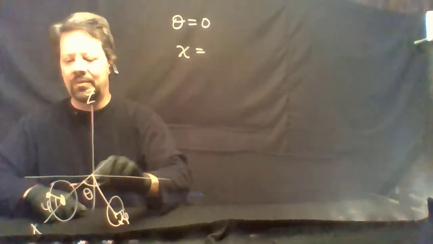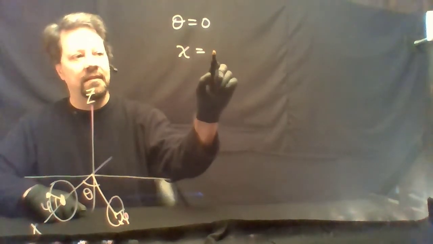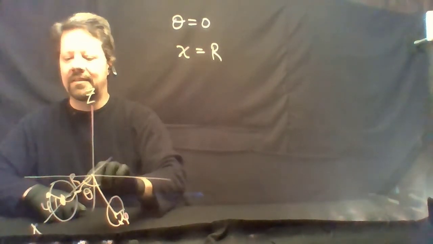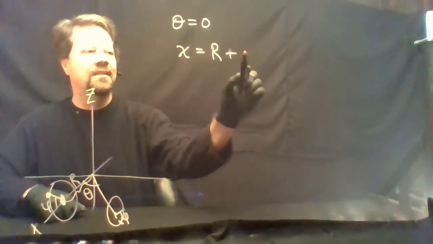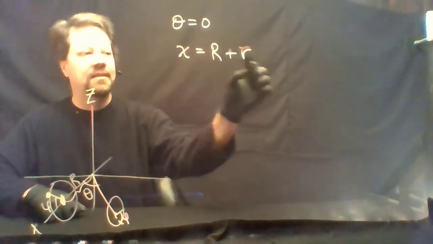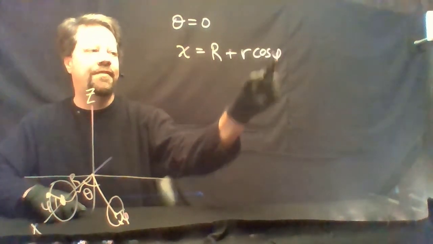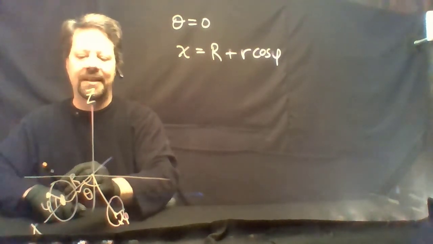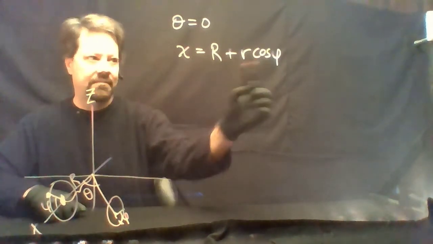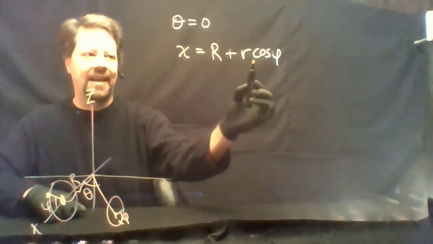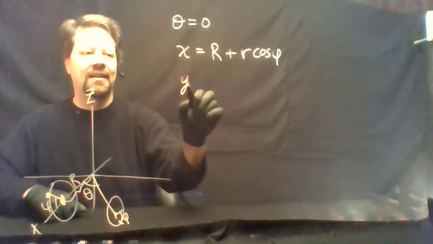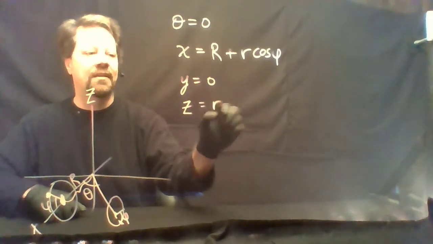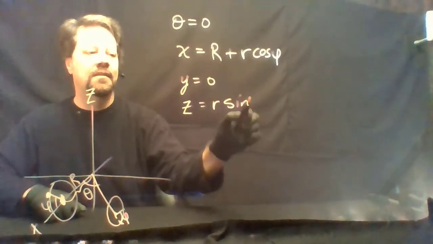X will be big R, we go big R out, plus little r times cosine phi. It'll be at a maximum when phi is 0. By the time phi gets to pi over 2, you're just at big R on the x coordinates. And y is 0 in this case, z will be r sine phi.